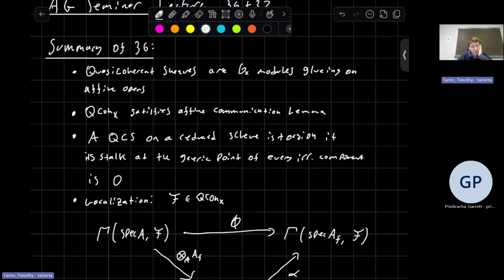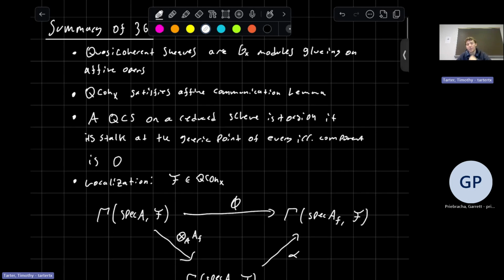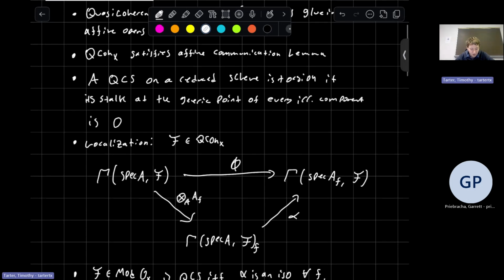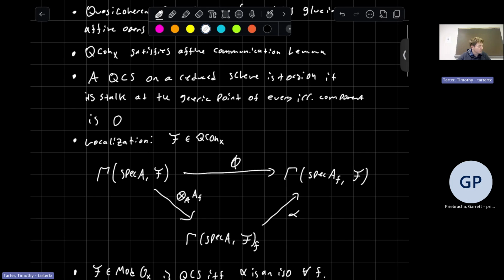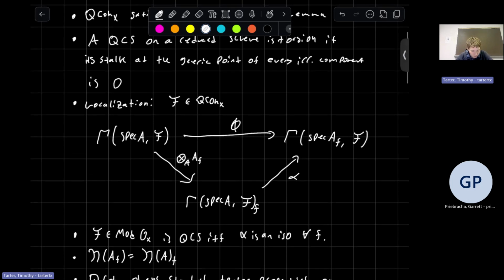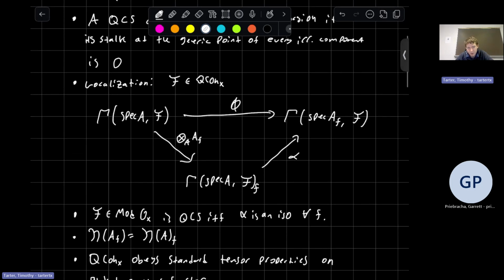We also defined a quasi-coherent sheaf on a reduced scheme to be torsion if its stalk at the generic point of every irreducible component is 0. That doesn't sound right, that sounds like it should be non-zero. No, it's 0. Okay. That doesn't really come up again, so I'm just going to skip over that. If I'm wrong, I'm sure someone will correct me in the comments.